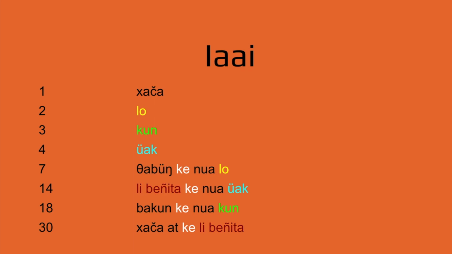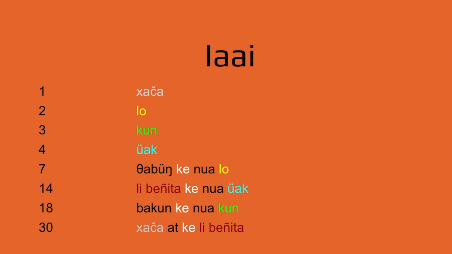If you look at this libenita, it comes before the uak, so it might be 10, because 10 plus 4 makes 14. And it also makes sense with the 30, because if you see the chacha at before the ke, and then libenita, so it's something plus 10, well, the chacha at might be 20, because we've seen there 5, 10, and 15 in 7, 14, and 18, plus one of those smaller numbers. And now we see something plus 10. So that's something to keep in mind for the moment. That chacha is 1, but chacha at might well be 20.